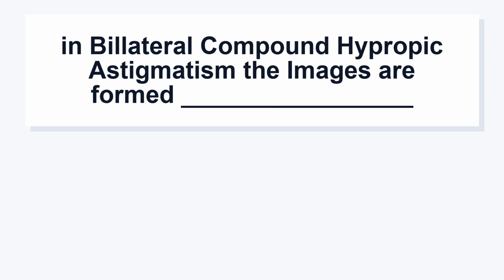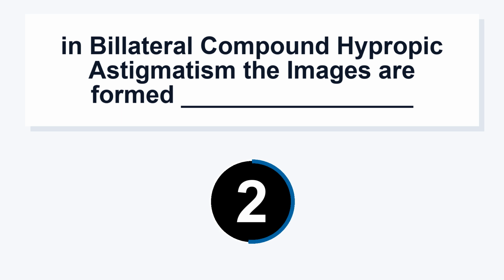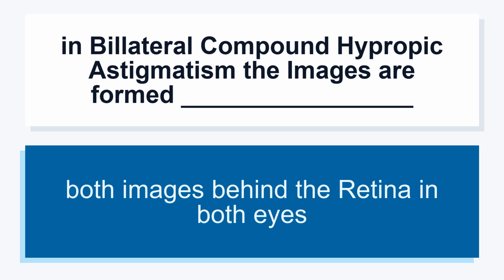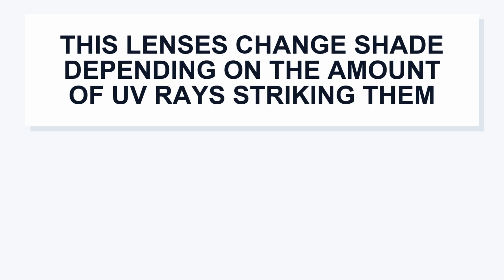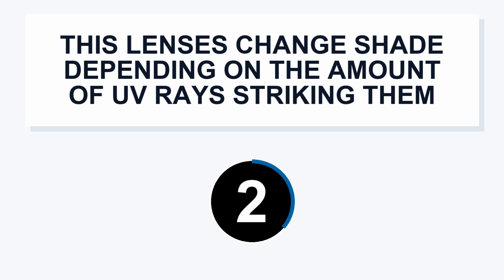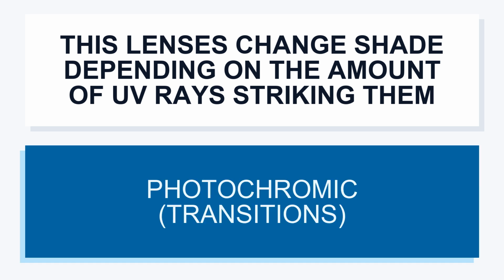In bilateral compound hyperopic astigmatism, the images are formed blank. Both images behind the retina in both eyes. These lenses change shade depending on the amount of UV rays striking them. Photochromic transitions.